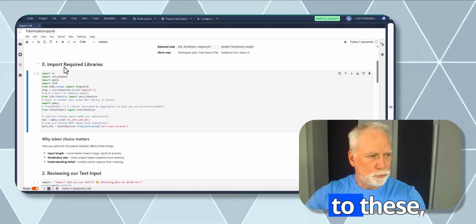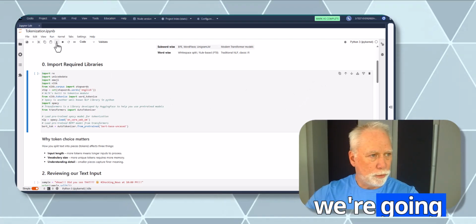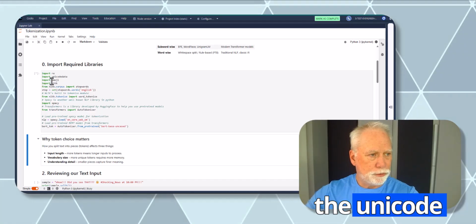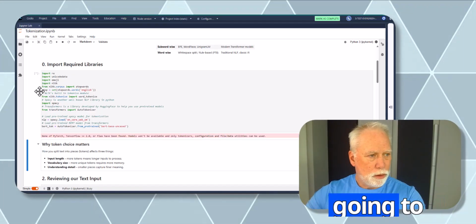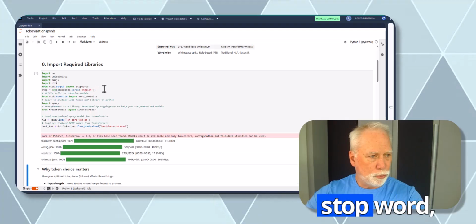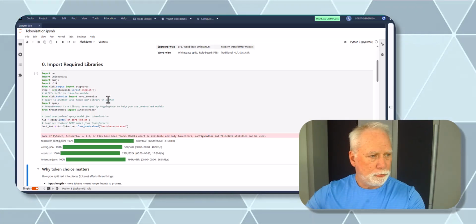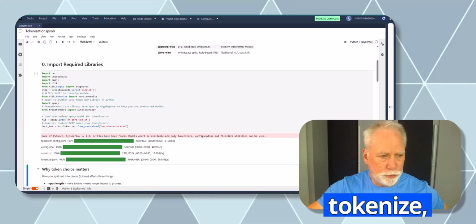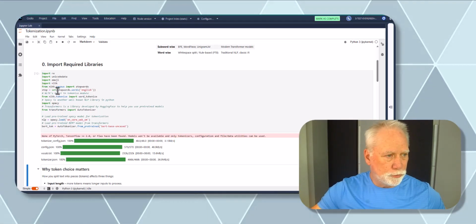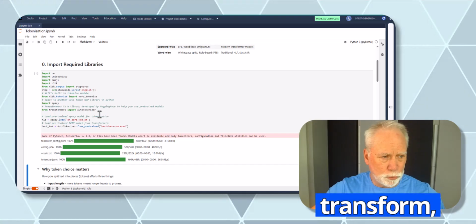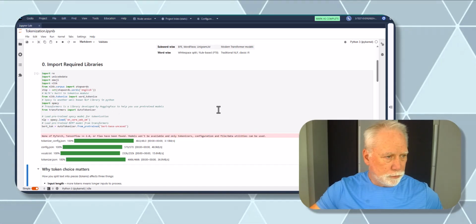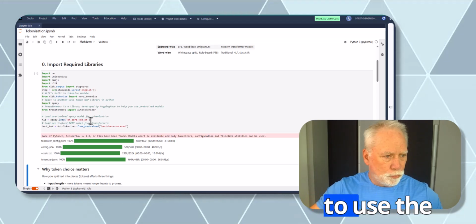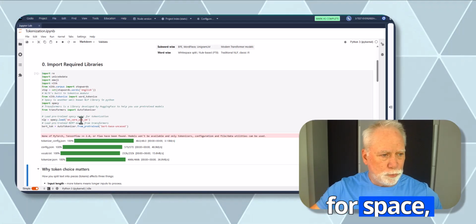All right, so let me clear the output. I'll talk through these as I go, but we're going to import the libraries. We want emoji, NLTK, the Unicode data like we had before. I'm going to bring in stop words and import spaCy, and then we want the AutoTokenizer from transformers. I think that's Hugging Face. And then we're going to use the small model for spaCy.